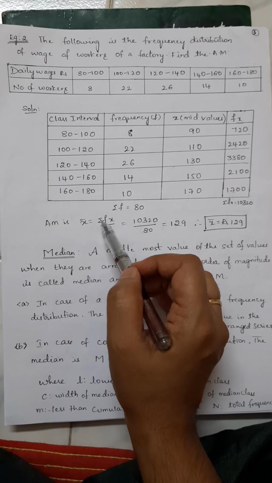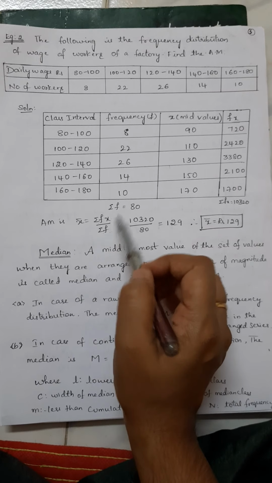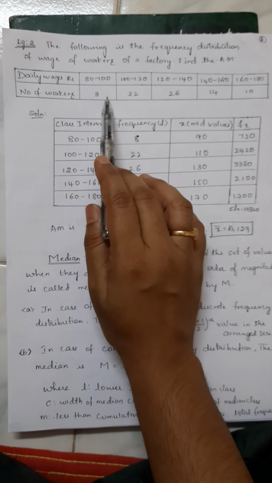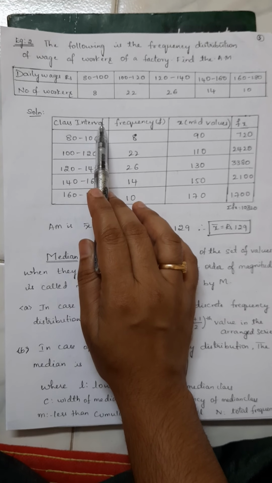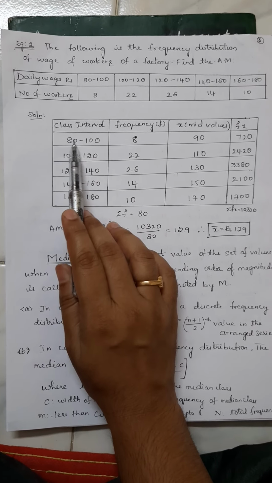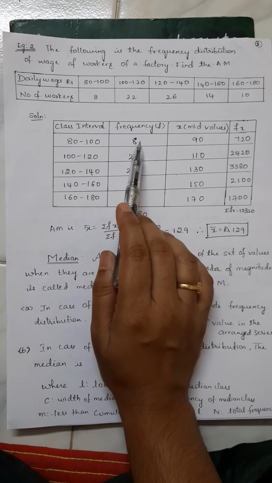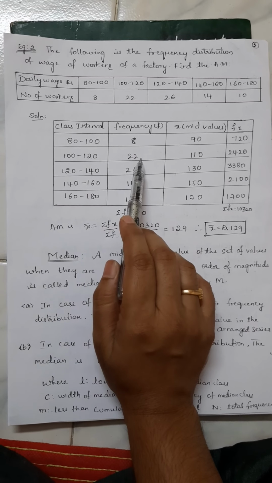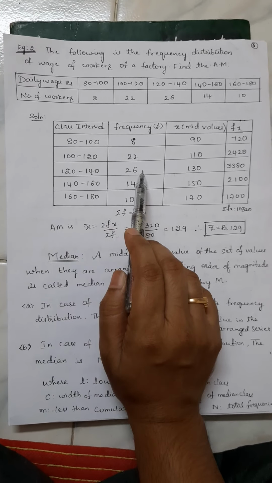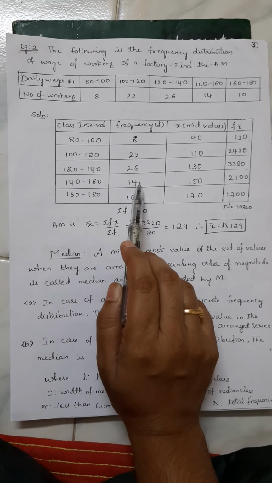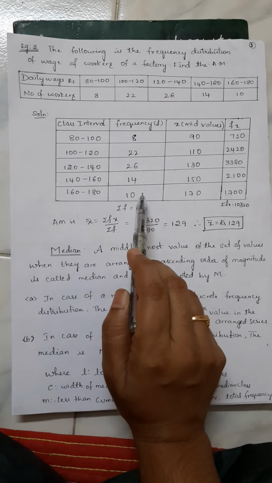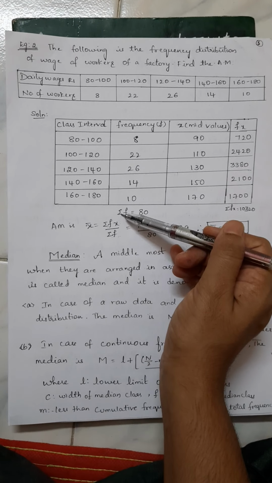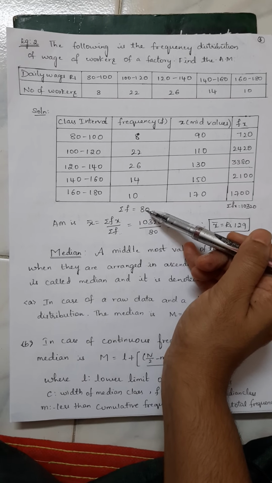Let us calculate summation fx and summation f in a table. Let us reconstruct the table using the given data. Let us write down the class intervals. Between rupees 80 to 100, the number of workers, which we call f, is 8. Between 100 to 120, 22. Between 120 to 140, 26. 140 to 160 is 14. 160 to 180 is 10. The total frequency, summation f, is equal to 80.